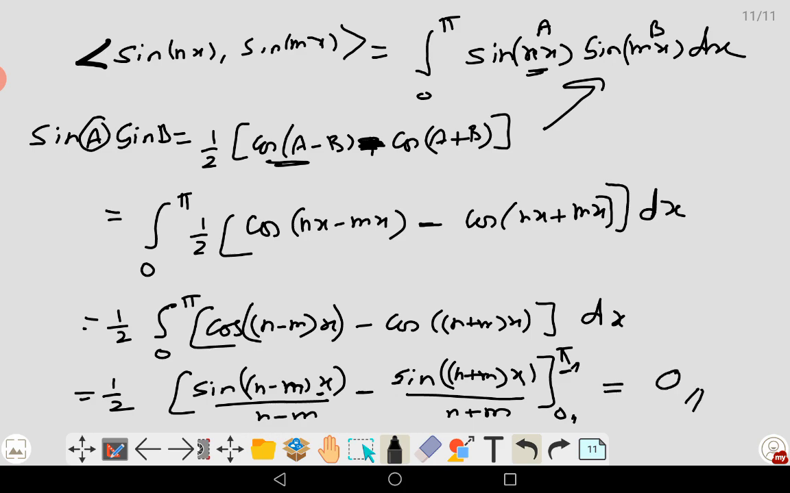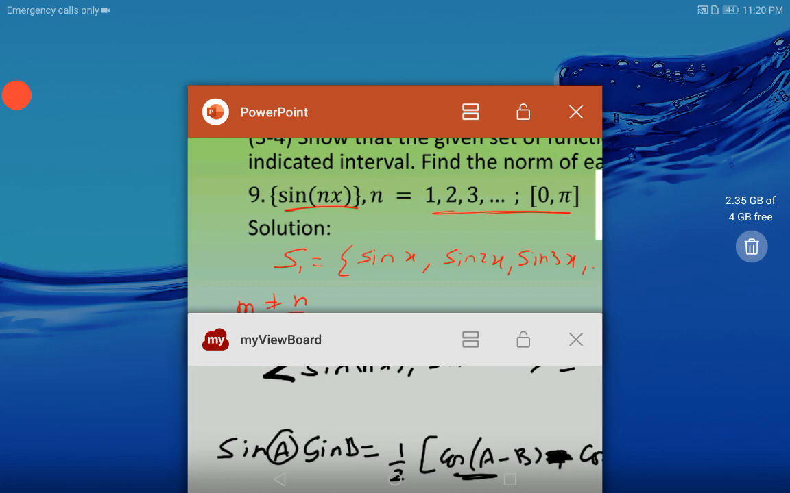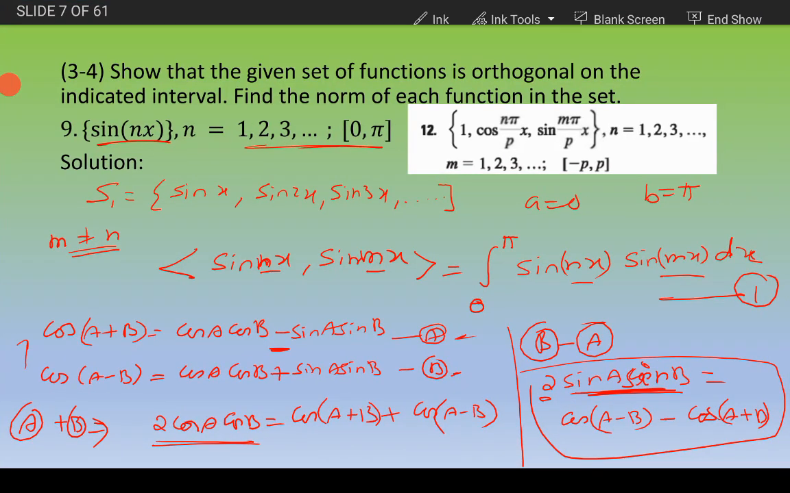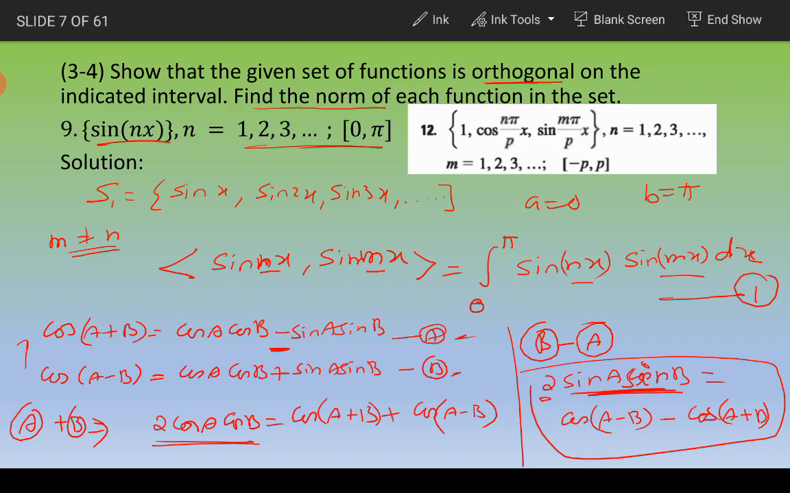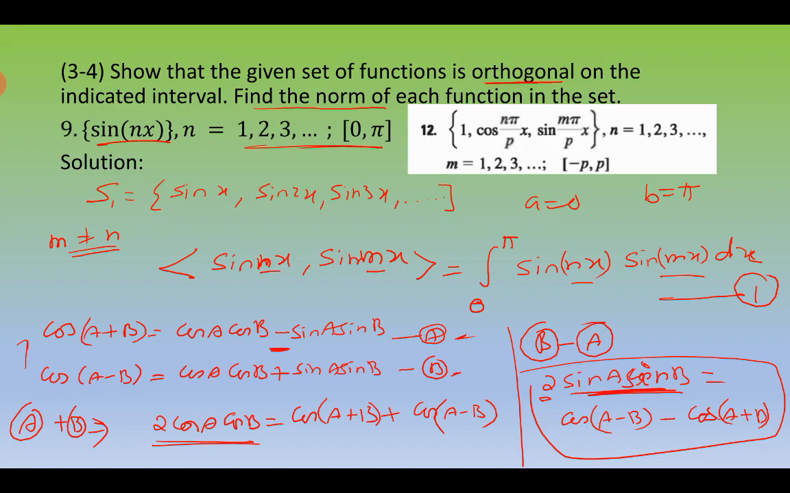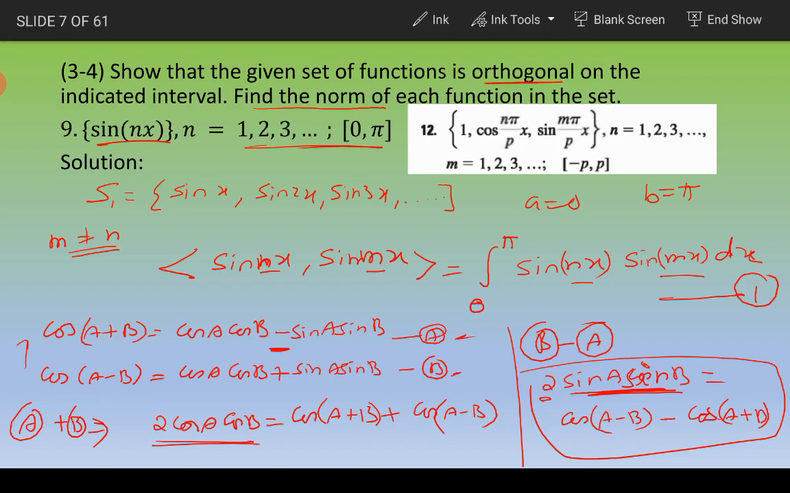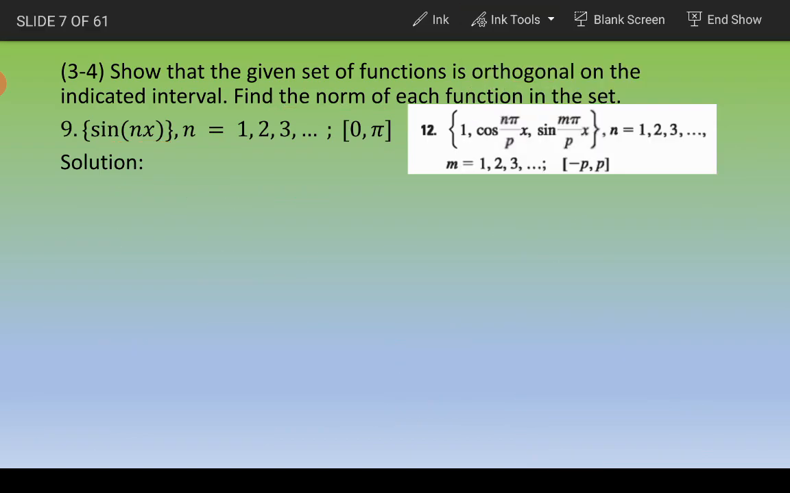So inner products are 0, therefore we can say, go back to the problem, here this set is orthogonal set, and to find the norm, next question is find the norm. How do you find the norm? So once inner product is 0, we have concluded that the set is orthogonal. Now we will find the norm of these elements.